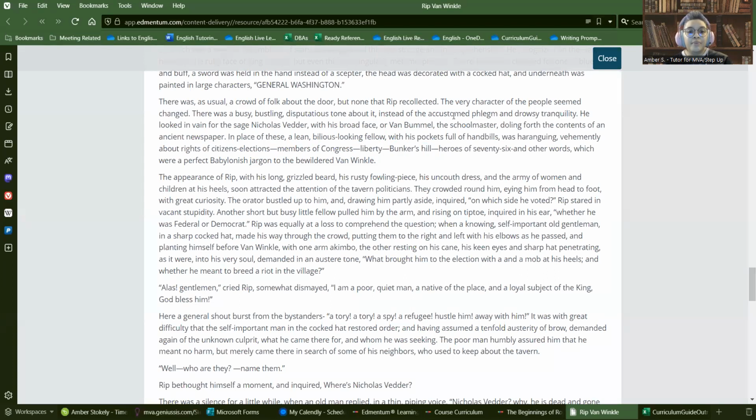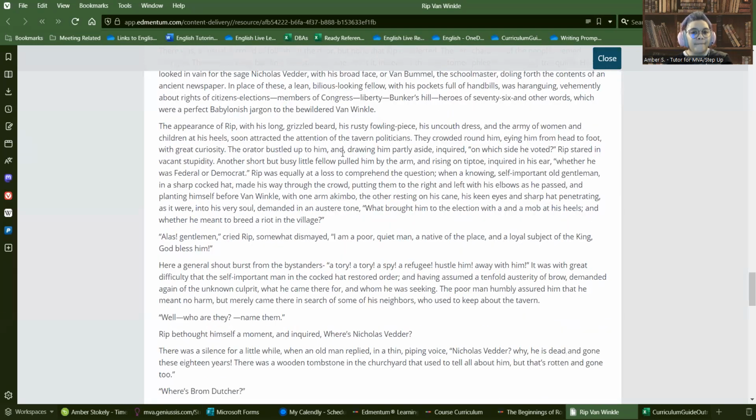Bunker's Hill is a famous battle. Heroes of 76, right? So we saw the flag in the portrait that had George Washington. So we became independent and passed the Declaration of Independence in this country in 1776. So these are references to all things that happened in the years leading up to that. But for Van Winkle, Rip doesn't know any of this stuff. So these are references that he wouldn't understand at all.